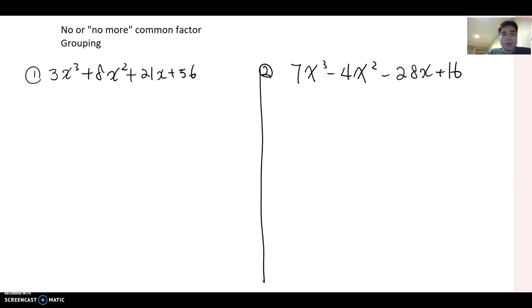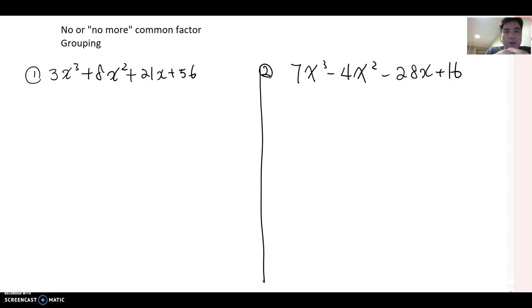The number one, 3x cubed plus 8x squared plus 21x plus 56. If we want to use the grouping method, then this polynomial doesn't share any common factor. Please look carefully whether there's any common factor out of these four terms. As you see, there's no common factor. Now we can begin to use grouping. Then how to use grouping? So follow this video please.